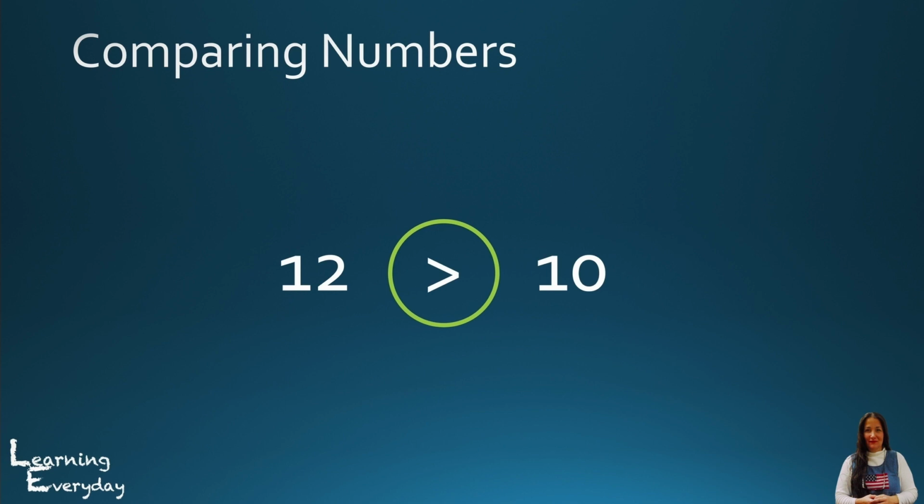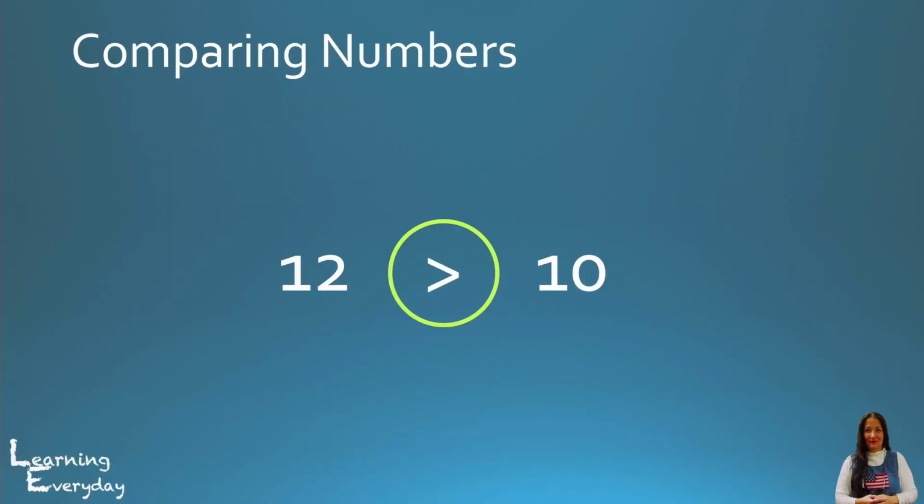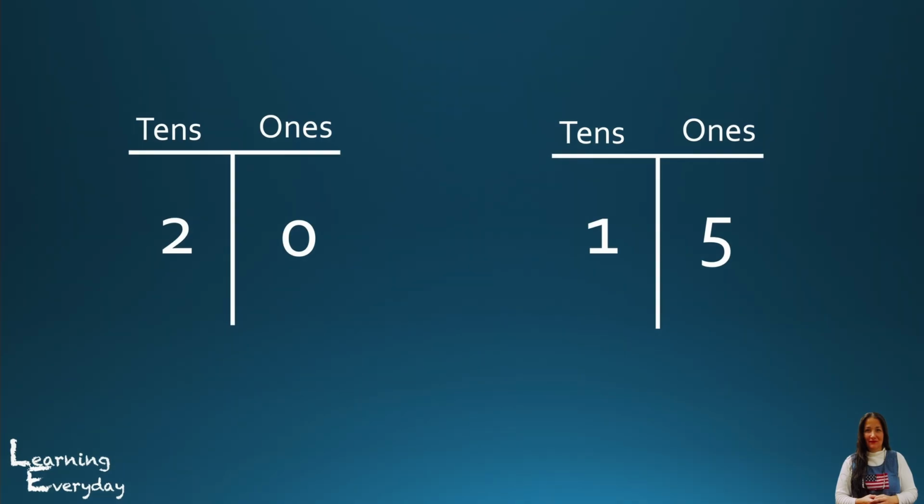12 is greater than 10. Here we have 20 on the left and 15 on the right. But if it were a number that we didn't know and we just wanted to figure out if it's greater than or less than, we break it down and look at the tens column.